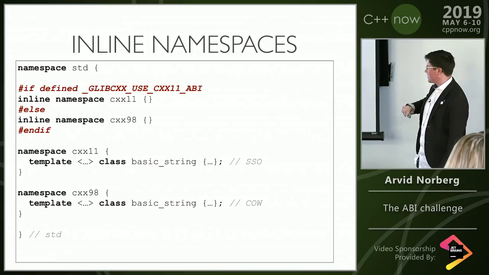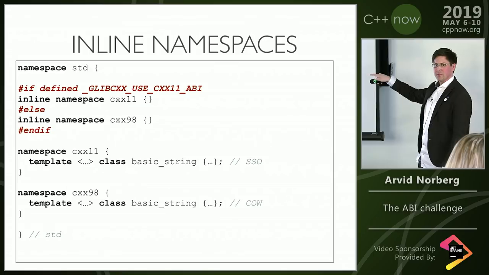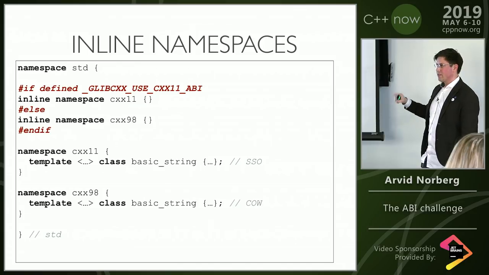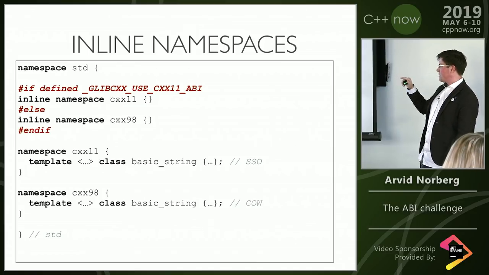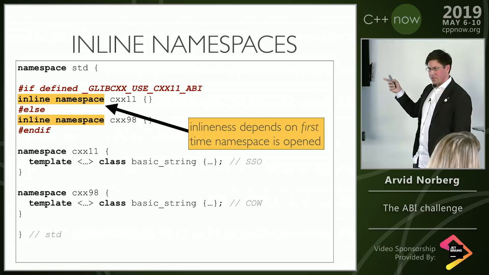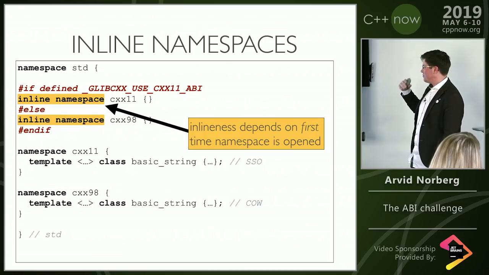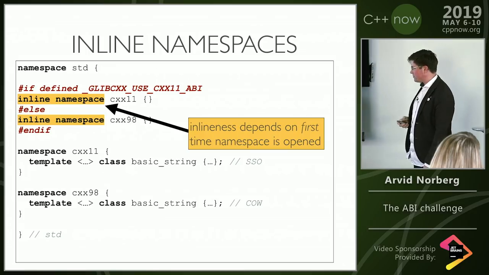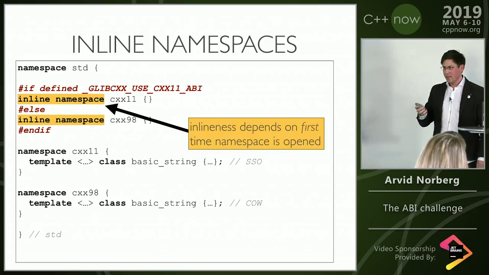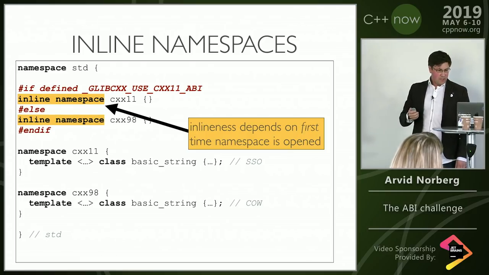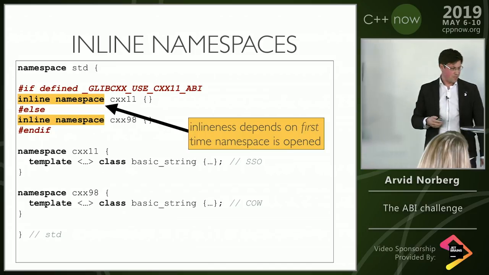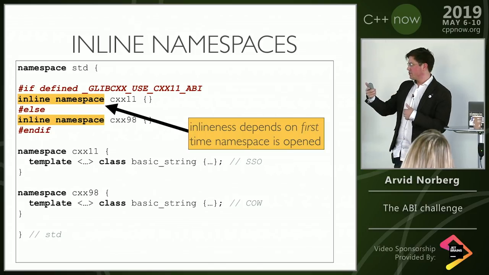And at the top of this file, you can say, if the user has opted in to use the CXX11 API or ABI, then we make the CXX11 namespace inline. Otherwise, we make the CXX98 namespace inline. Whether a namespace is inline or not depends on the first time you open it in a translation unit. That's how this works. It actually makes it kind of nice. You can move your configuration to the top of the file. You can't do it the other way around, by the way. You can't make an inline namespace non-inline. And if you try to open it as inline after you've opened it as non-inline, that's an error.